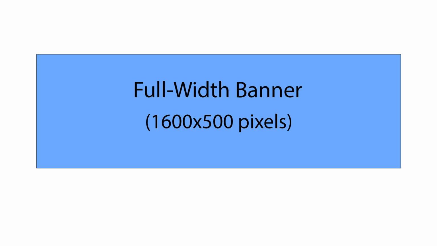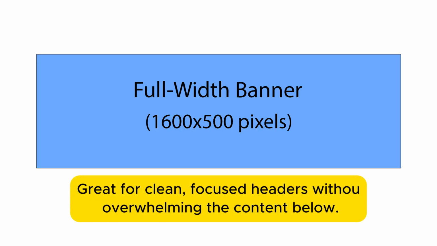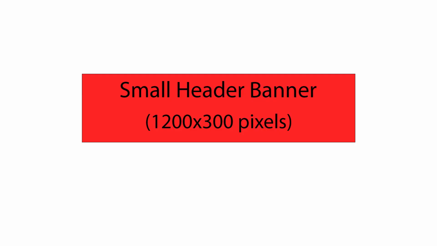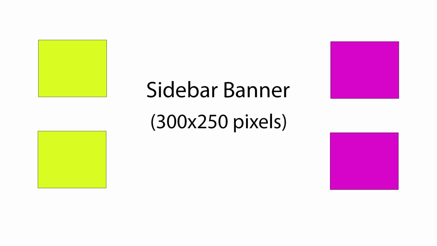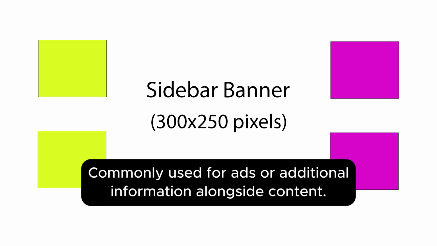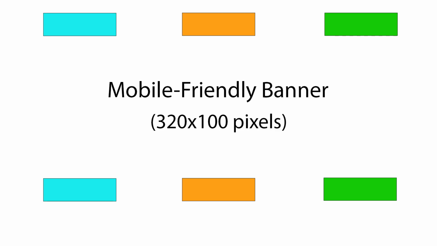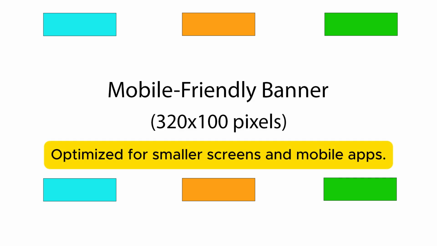Full width banner: 1600 by 500 pixels, great for clean, focused headers without overwhelming the content below. Small header banner: 1200 by 300 pixels, best for blog pages or secondary website sections. Sidebar banner: 300 by 250 pixels, commonly used for ads or additional information alongside content. Mobile friendly banner: 320 by 100 pixels, optimized for small screens and mobile apps.